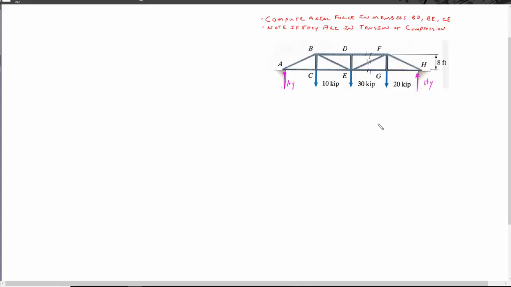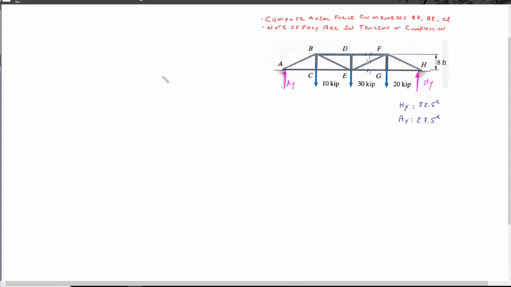Now that you paused the video and you computed the reaction forces, I got this was 32.5 kips and this was 27.5 kips. If you did not get these, you probably want to go back, see what your error was so that you can get these answers.